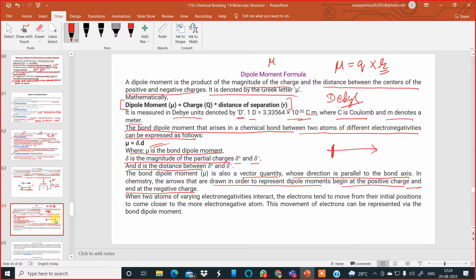When two atoms of varying electronegativities interact, the electrons tend to move from their initial position to come closer to the more electronegative atom. This movement of electrons can be represented via the dipole moment formula or the symbol. For example, in hydrogen fluoride, HF, fluorine is more electronegative, so you will find the electrons closer to fluorine, but to represent dipole moment, we use this arrow pointing towards fluorine and cross the arrow at the tail.